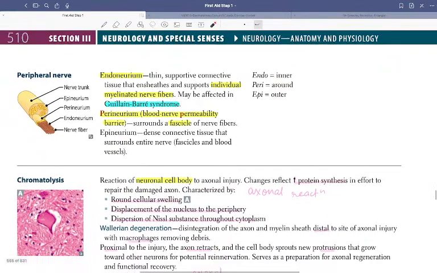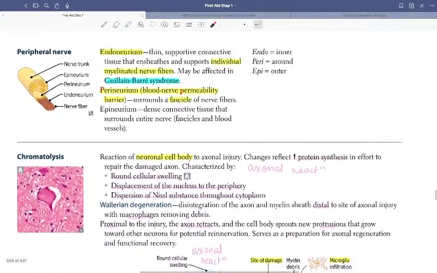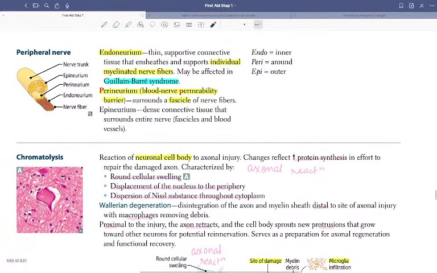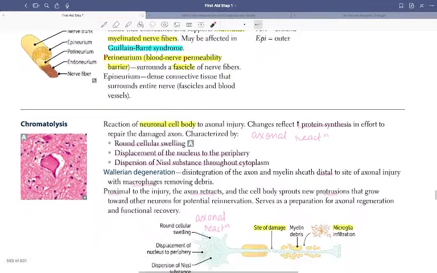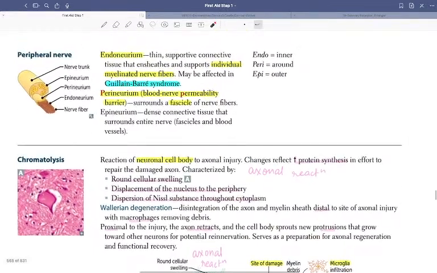Again we have GB syndrome. GB syndrome was Schwann cells, a Schwann cell issue. Very important, some barrier will come, the blood nerve barrier. That barrier thing is also important. Let's do it faster. Endoneurium is the thin supportive layer.